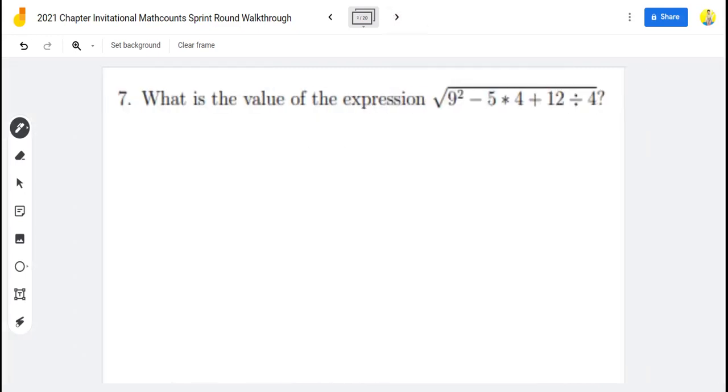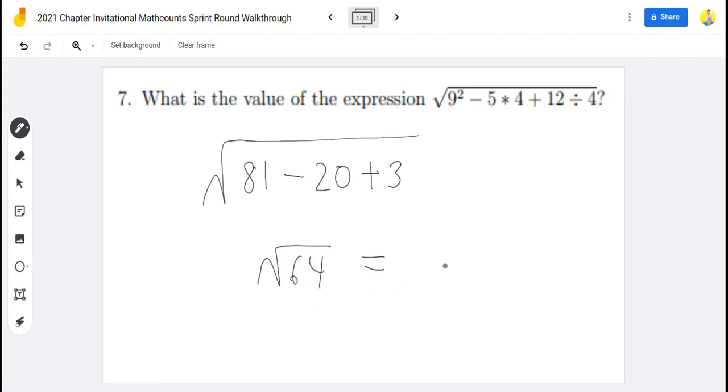Question number 7. What is the value of the expression square root of the entire thing, 9 squared minus 5 times 4 plus 12 divided by 4? So here we use order of operations. We see that 9 squared is just 81, 5 times 4 is just 20, and 12 divided by 4 is just 3. We take the square root of all that. So 81 minus 20 is just 61, plus 3 is 64, so the square root of 64 is just 8, and 8 is our final answer.